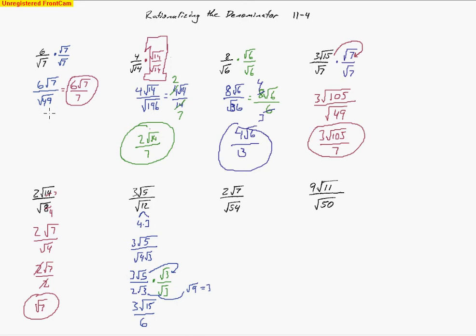However, we're able to reduce a little bit now. You see how 3 and 6 have a common factor, so we can reduce that down. Now I've got the square root of 15 all over 2 as my answer.